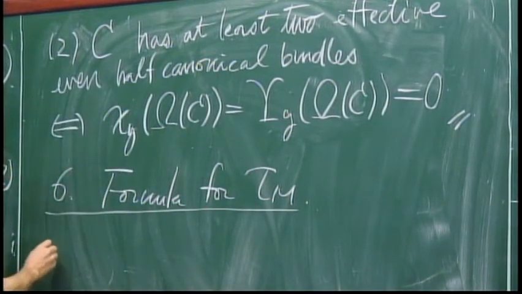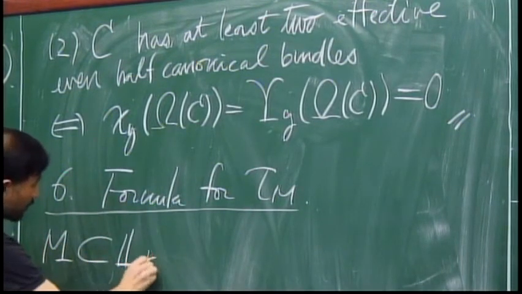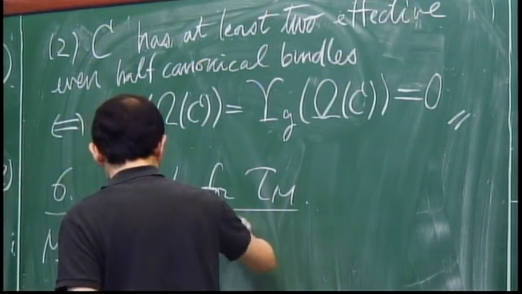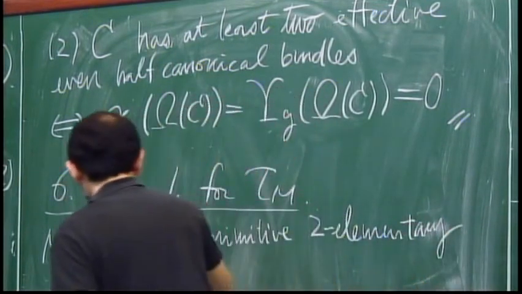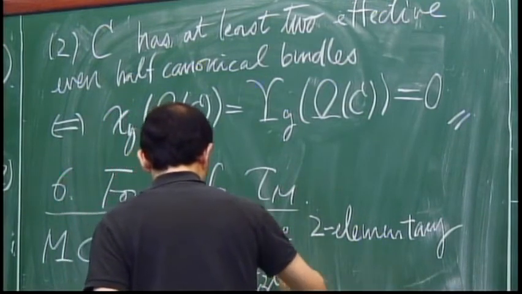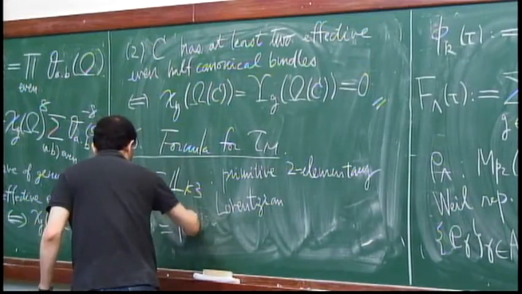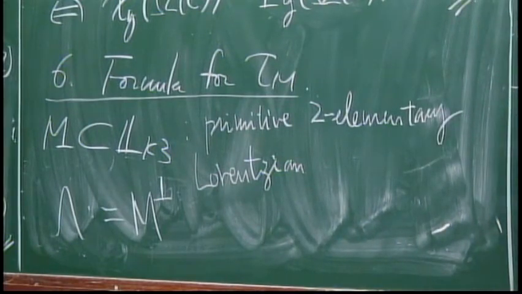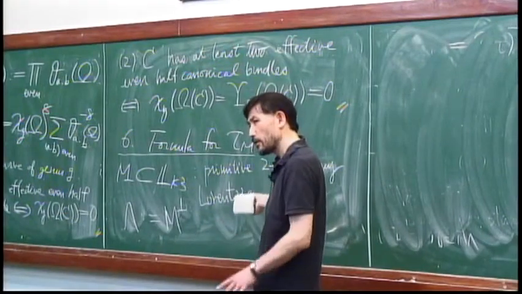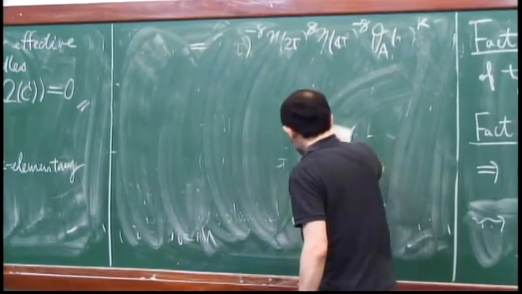Okay, so just recall the definition. So M is a primitive two-elementary Lorentzian lattice, and lambda is the orthogonal complement of M. But is this true in general for any primitive elementary Lorentzian lattice, or only for those coming from the same? Yes, I think it's the same, because of the surjectivity of the period map for K3 surfaces.